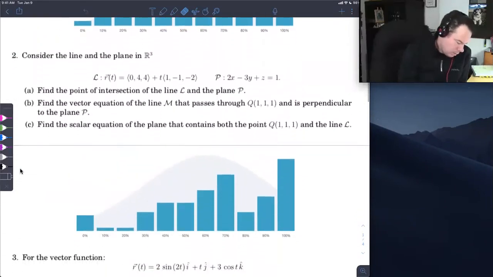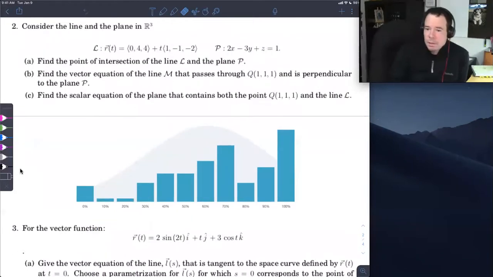Okay, how about question number 2? Again, quite well done. The problems that did arise were going ahead and finding the vector equation of the line that passes through a point and perpendicular to the plane. It was identifying what the direction of the line is. If you're perpendicular to the plane, you can read off the direction the line is passing through by reading off the normal vector to the plane.